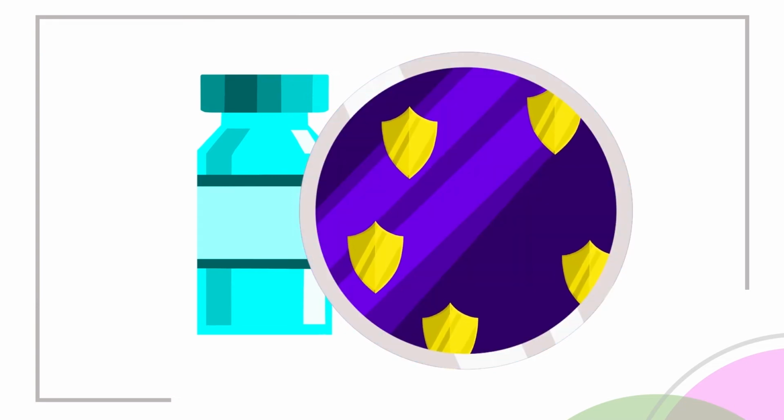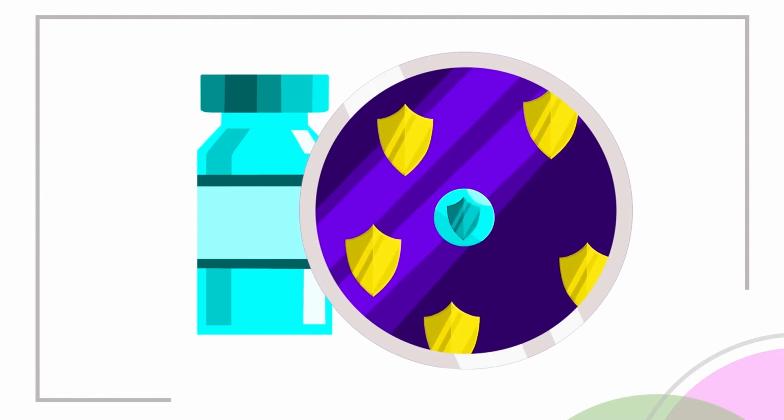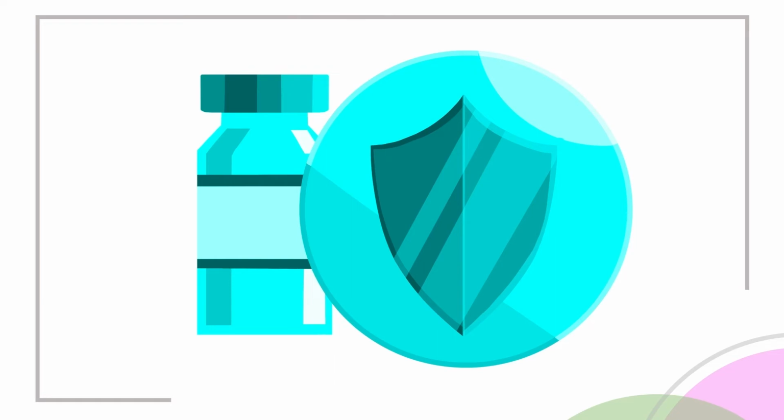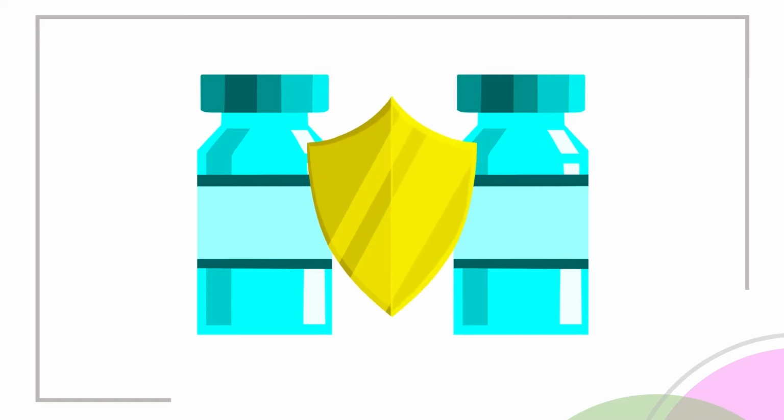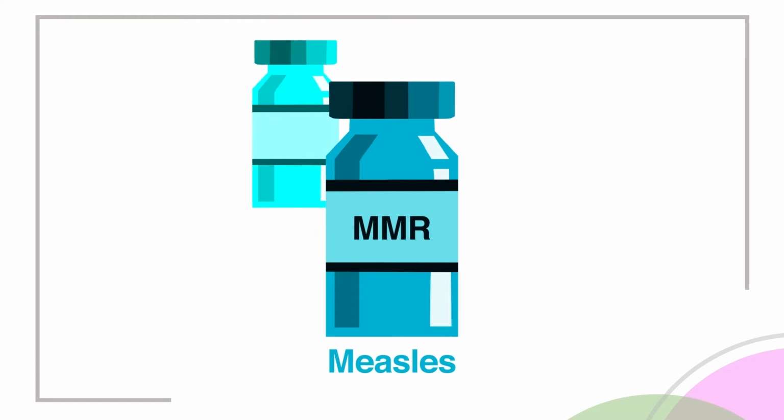Live attenuated vaccines tend to provide the best protection because they are the most similar to the natural infection. Typically, only two doses of live attenuated vaccines are needed to get good protection for an entire lifetime. Measles vaccine is a live attenuated vaccine.